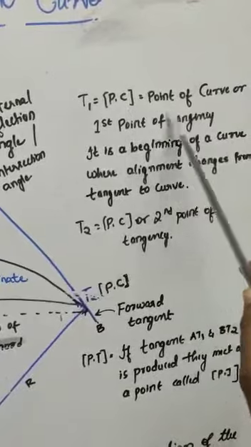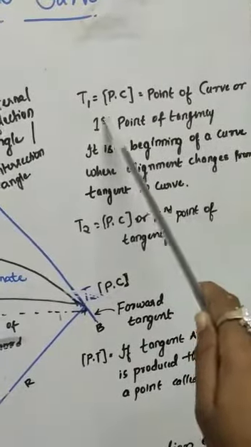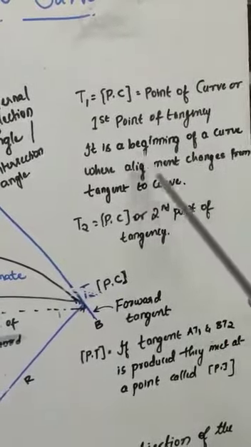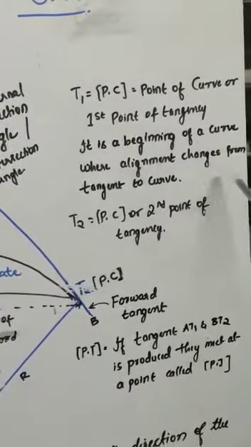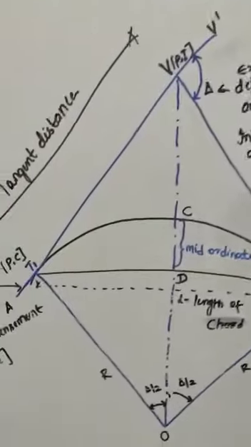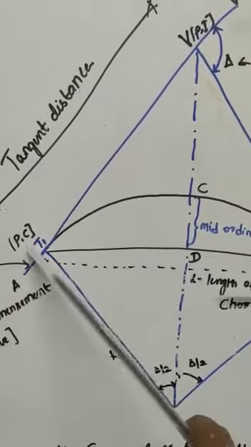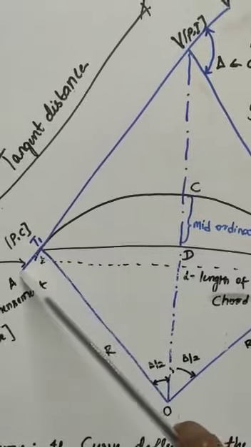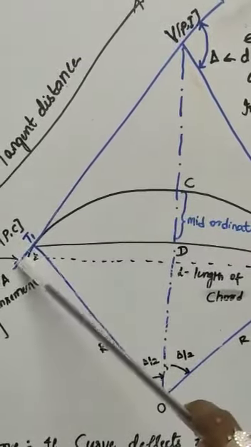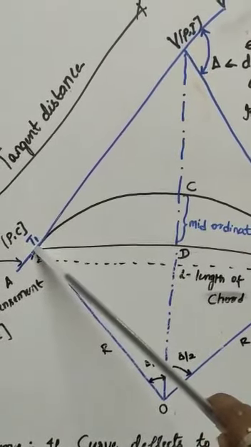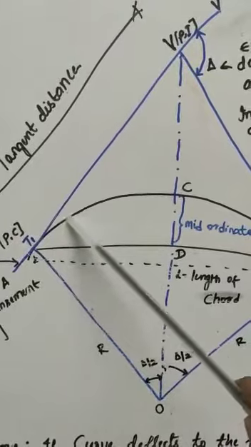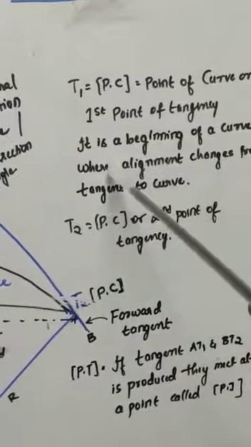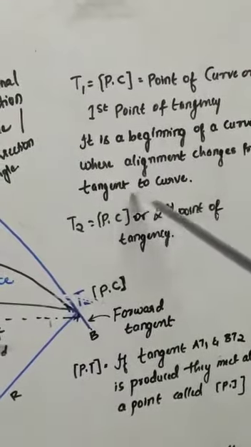is point of the curve, it is also known as first point of tangency, which means it is the beginning of the curve where the alignment changes from tangent to curve. You can observe here, this is the portion, or this is the beginning of the curve where its alignment changes from, this is a tangent, right? Its alignment, when it reaches the point T1, it changes from tangent to the curve. That is what they have given. It is the beginning of a curve where alignment changes from tangent to curve.